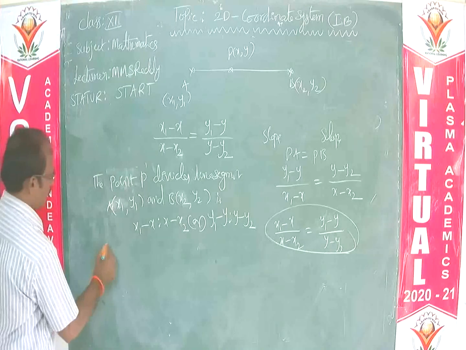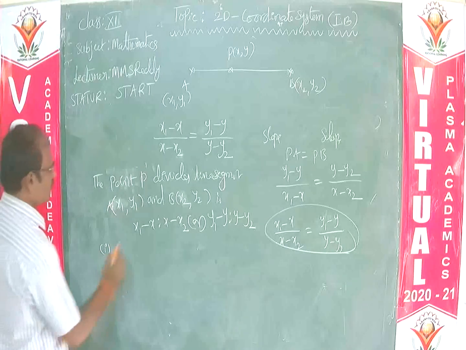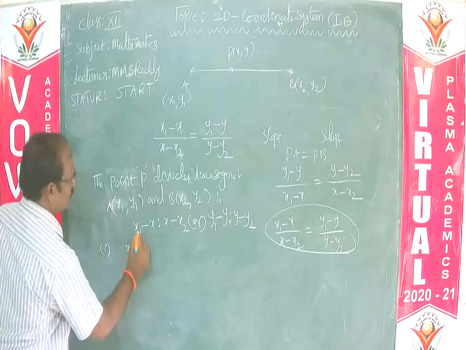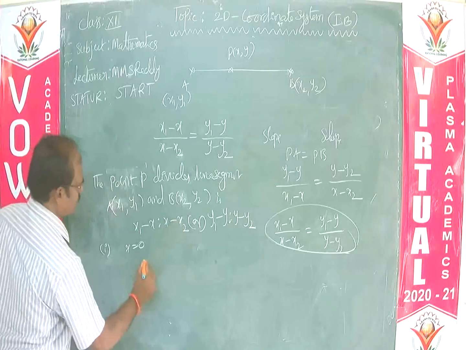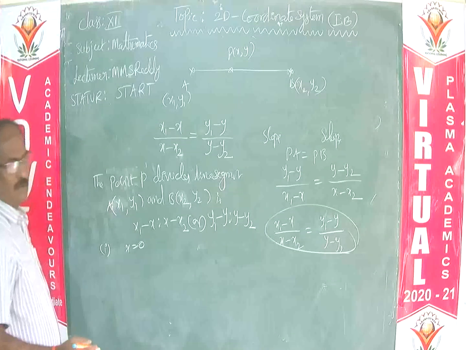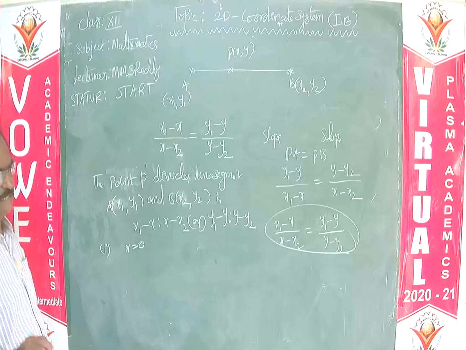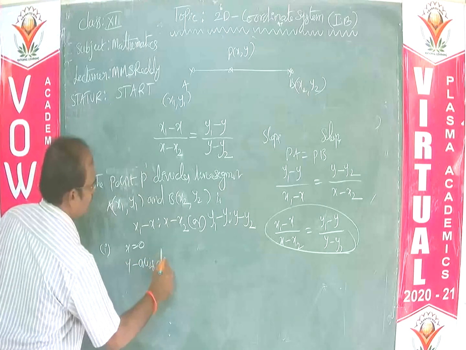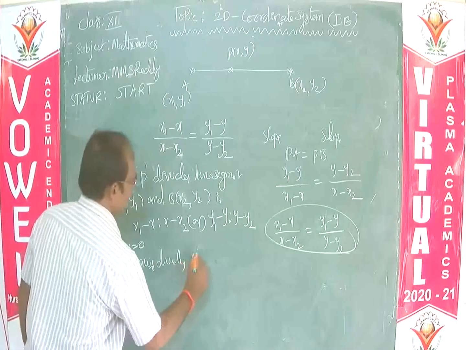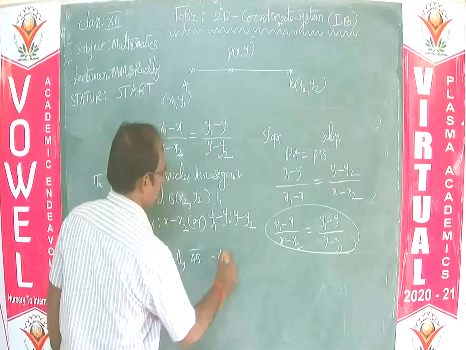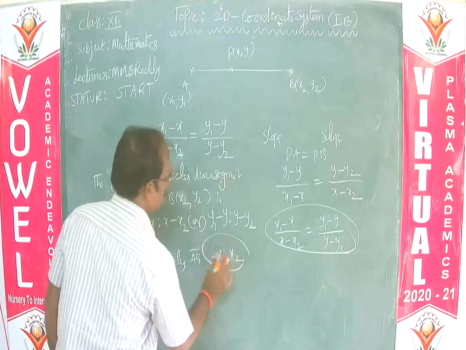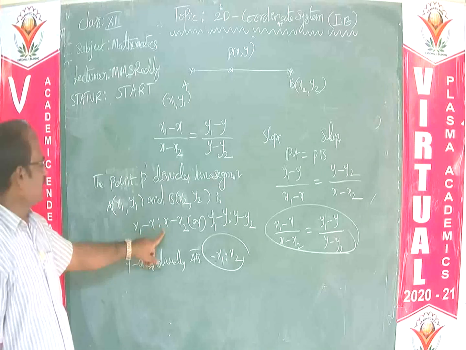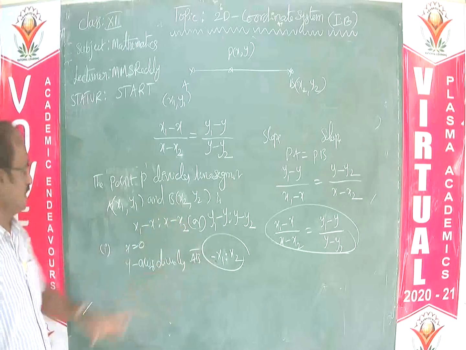Here we can have 2 cases. Case 1: if x equal to 0, then the ratio becomes x1 is to minus x2. When x equal to 0, it is any point on the y axis. So the y axis divides the line segment AB in the ratio minus x1 is to x2. Once again remember that point: the y axis divides the line segment joining AB in the ratio minus x1 is to x2.